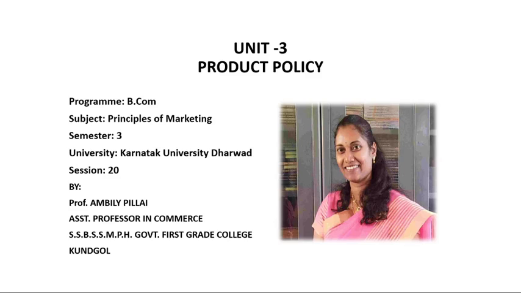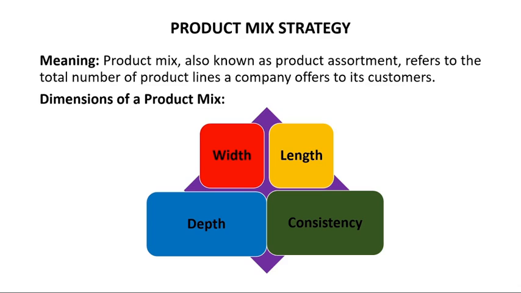Okay, welcome back. So now we shall see the next session from the same unit 3, that is product policy. In this session we are going to deal with product mix strategy. So what is product mix? Let us see here. Hope you can see on the screen. Product mix, also known as product assortment, refers to the total number of product lines a company offers to its customers. That is, the same company will offer different kinds of products.